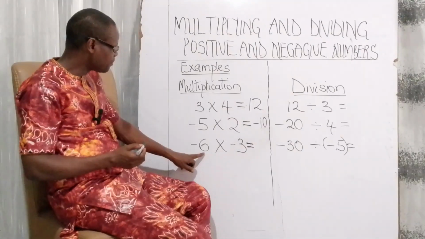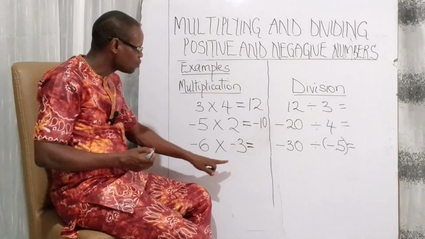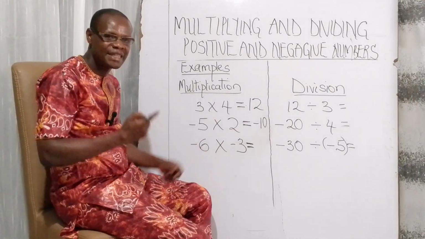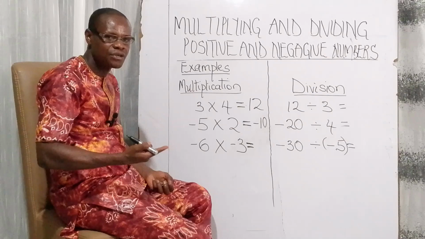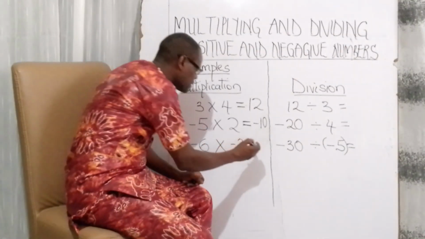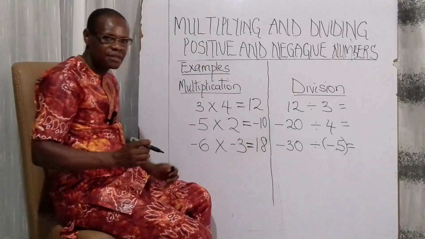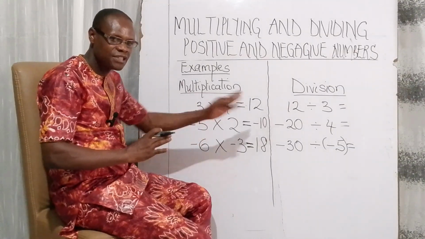And in the last example here, we have minus 6 and minus 3. So we can observe that the signs are both negative. The signs are the same. So therefore our answer becomes positive, and that gives us positive 18. That is for multiplication. We are going to apply the same rule for division.